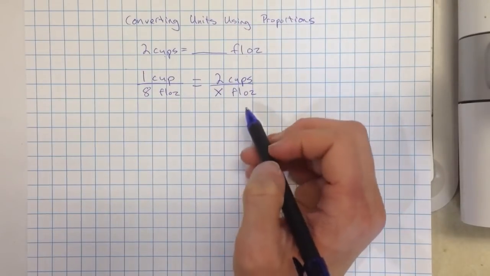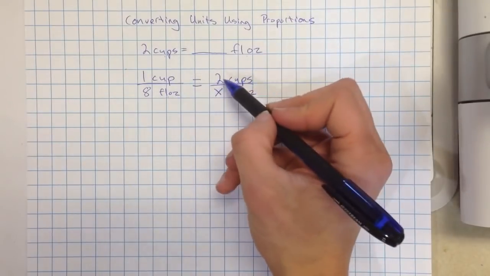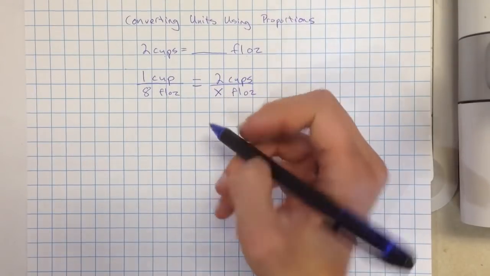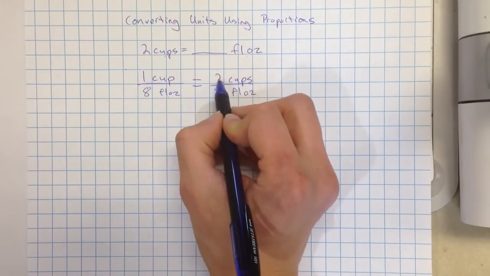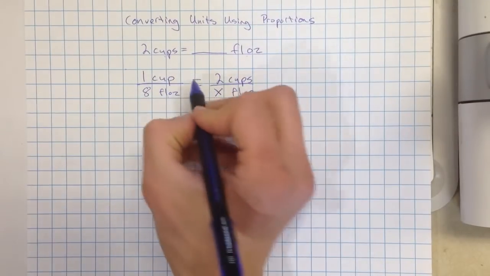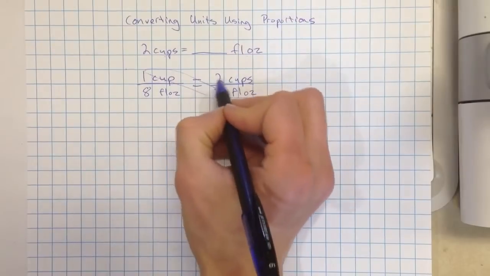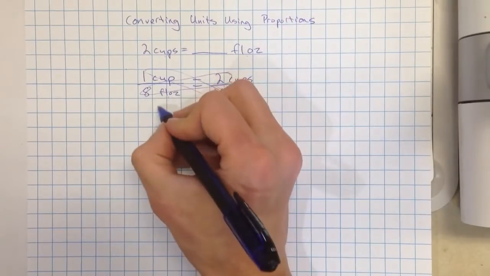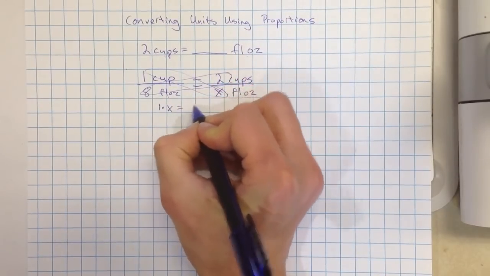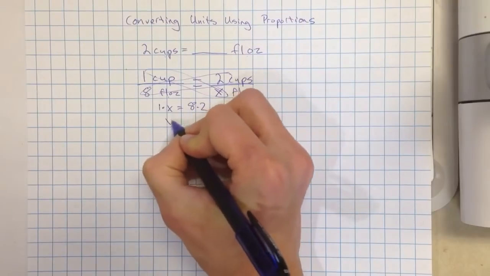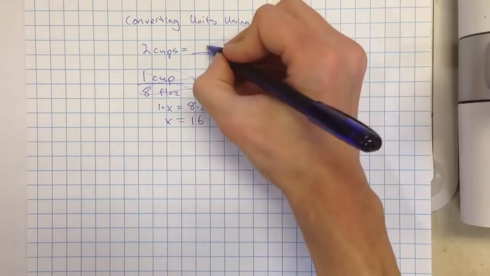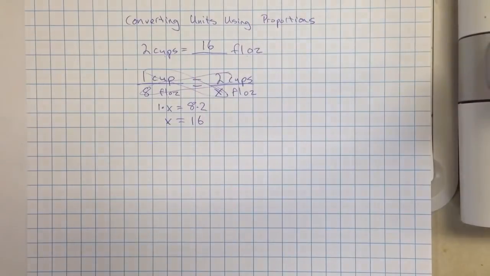That's the most important thing that you do, because we know 1 to 8 should be the same thing as 2 to something else. I could see it's 1 times 2, so I could do 8 times 2, which is 16. I could also cross multiply as we were doing in class: 1 times x equals 8 times 2, or x equals 16. So that gives me 16 fluid ounces.